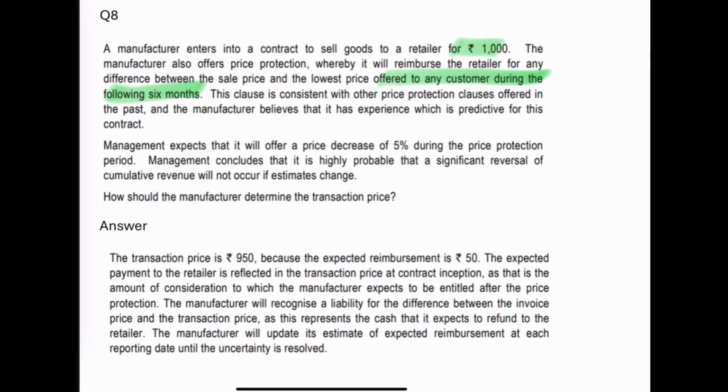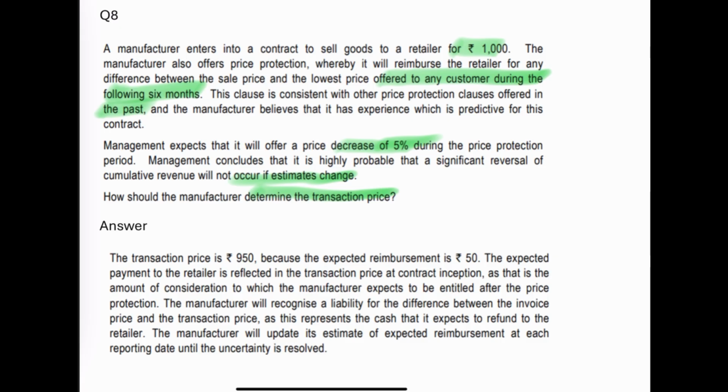So this clause is consistent with other price protection clauses offered in the past, and the manufacturer believes that it has experience which is predictive for this contract, and management expects that it will offer a price decrease of 5% during the price protection period. So 5% is the normal discount, and management concludes that it is highly probable that a significant reversal of cumulative revenue will not occur if the estimate changes. So here, how should the manufacturer determine the transaction price?